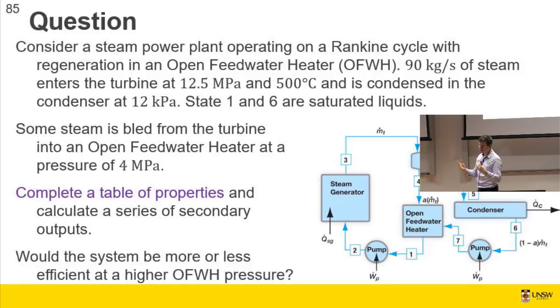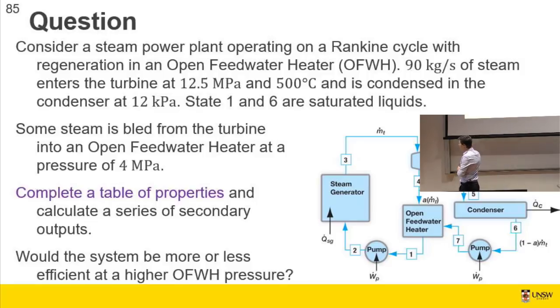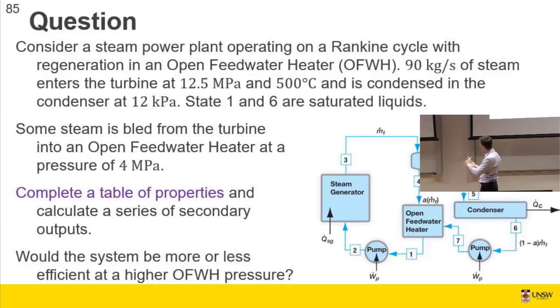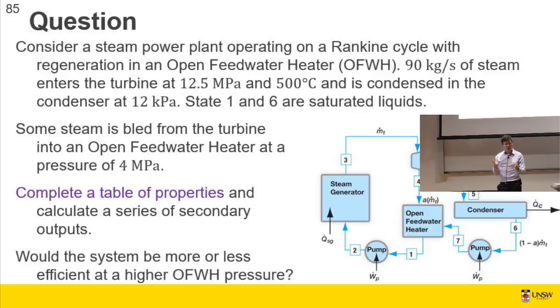You're given some states, their saturated liquids and so forth. Complete a table of properties, which would be our first thing when we're dealing with cycles, and then we're going to calculate a whole series of secondary outputs. And so that's what I've got you doing. So this is the question we want to be able to solve. So we need to know, what's an open feed water heater? How do we calculate work out of a turbine when it's got two offtakes? Because that's a new thing. We've been using turbines with one mass flow all the way through them. So we need to think about that. And what does it do to our efficiency anyway? So that's where we're going.